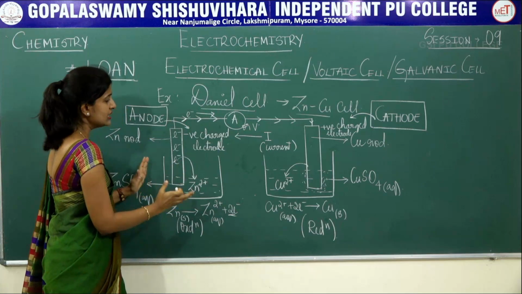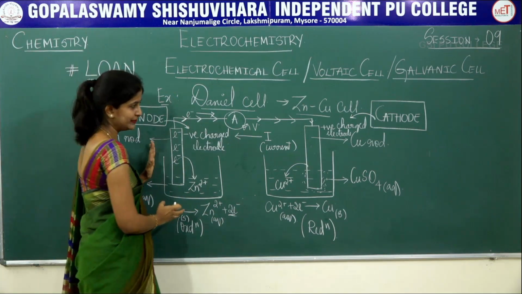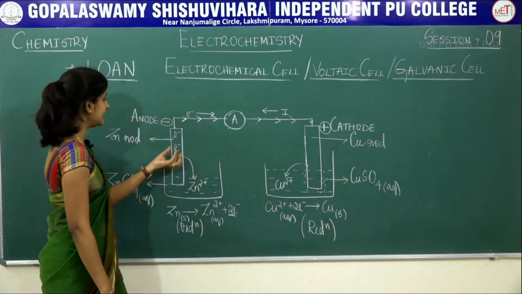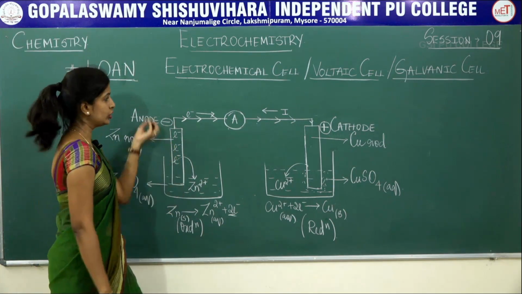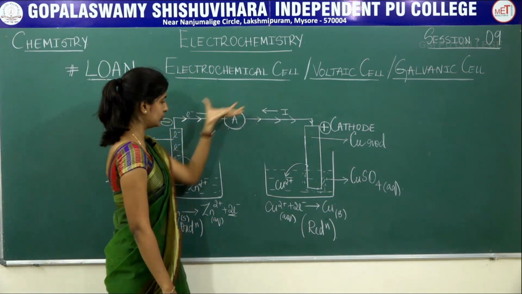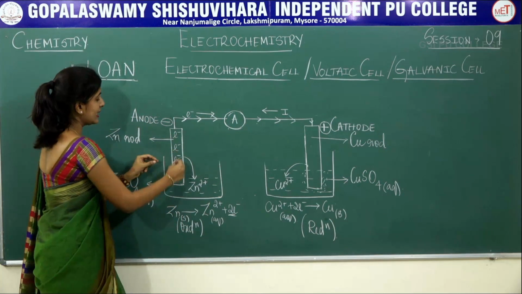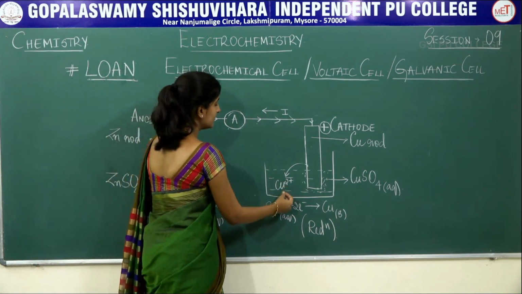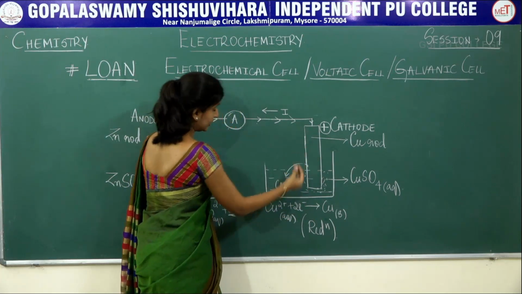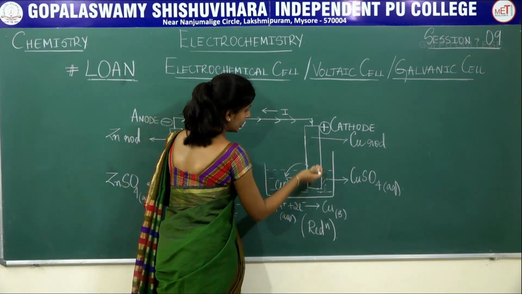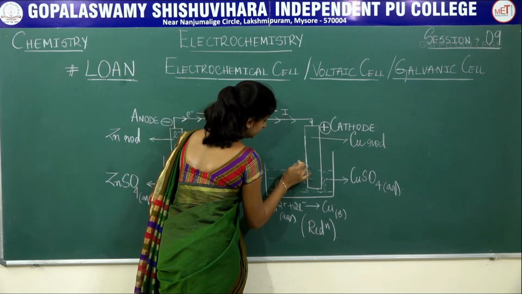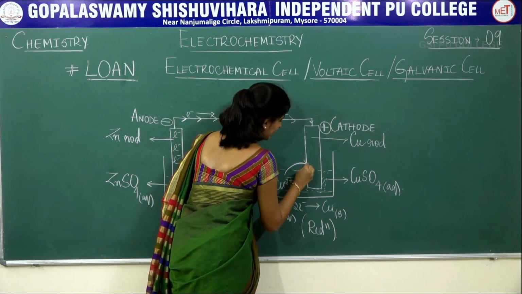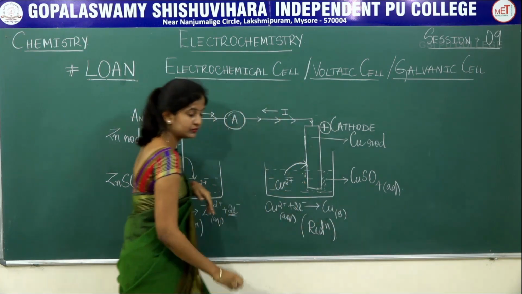So, this is about the cell setup of your Daniell cell. As the electrons flow from anode to cathode, the current will be flowing from cathode to anode. The zinc ions will be entering your zinc sulfate solution. The copper ions will be accepting a pair of two electrons from your metal rod and will be getting deposited over your metal rod.